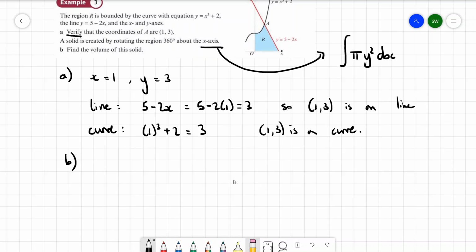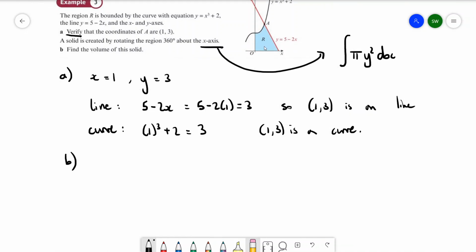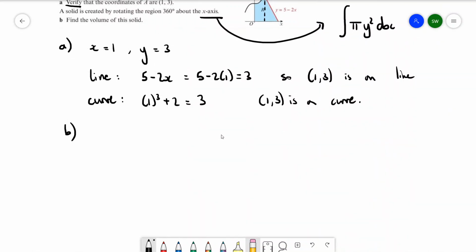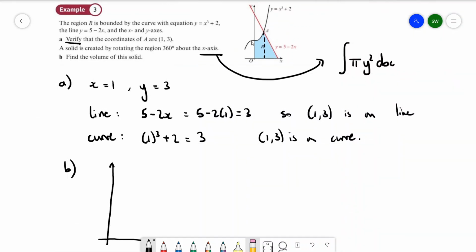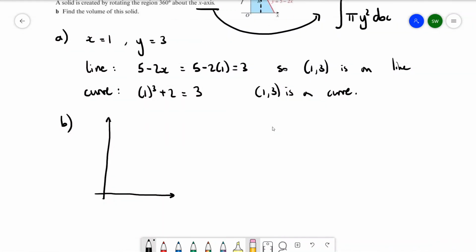So you might be able to guess how we're going to rotate this region around the x-axis. We're going to kind of do it in two steps. We're going to split this region, R, into two separate regions, and we're going to rotate the left region around the x-axis and then the right region around the x-axis. So let's draw out our diagram. You don't need to, but I'm just going to draw it out to make it clear what we're doing. So first of all, we're going to take the region which is bounded by the black curve, and rotate that around the x-axis.